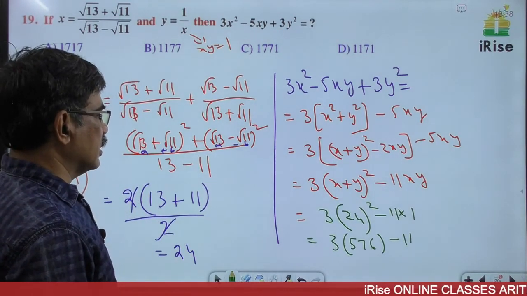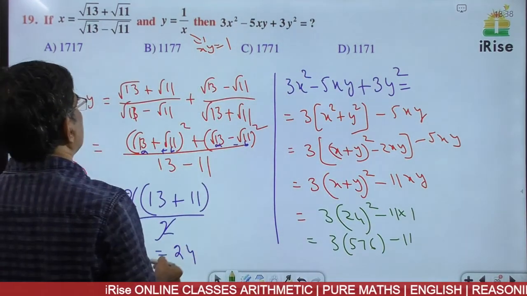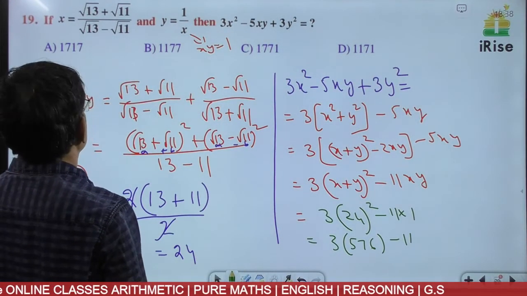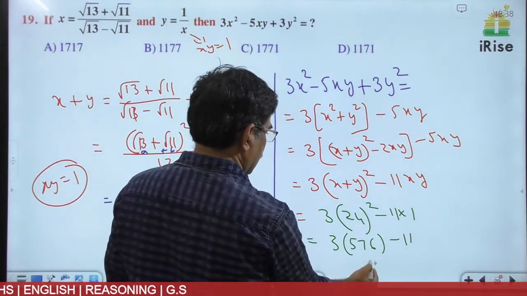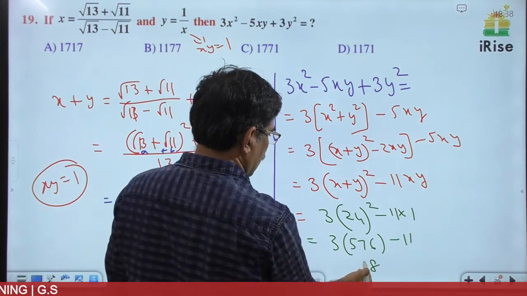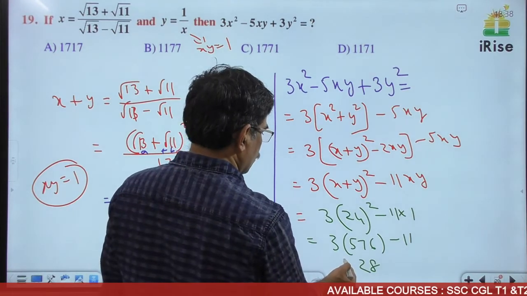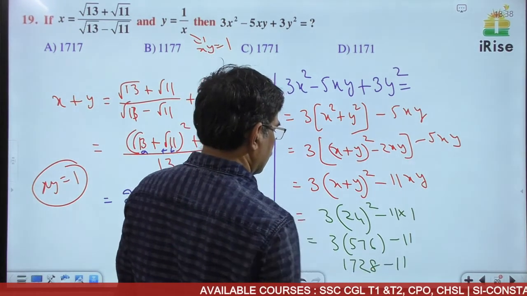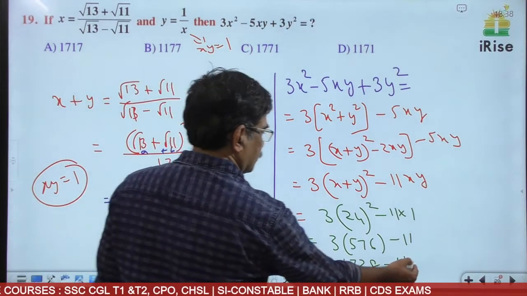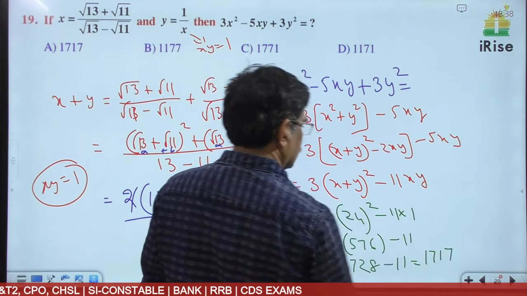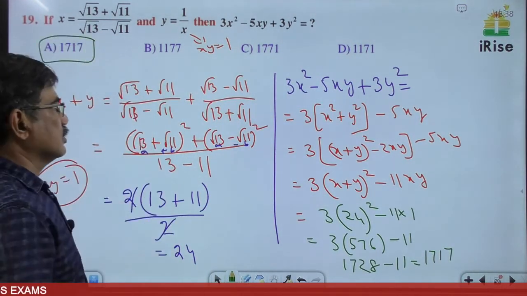Then what are the last 2 digits I want? Finding the last 2 digits is also somewhat difficult because all the options have the same. 3 6s are 18, 3 7s are 21 plus 1, 22, 3 5s are 15 plus 2, 17, minus 11. So the answer is 1717. The answer is 1717. This is the answer.